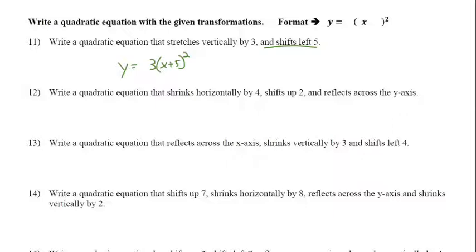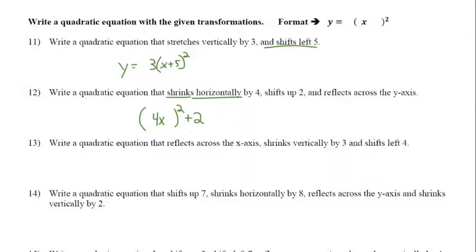To shrink horizontally by 4, okay, that's inside because it's horizontal. And to shrink, normally you would divide, but everything inside is backwards, so we need to multiply by 4. So that's 4x. Okay. It shifts up 2 units. So that's an outside thing, so we need to go up by 2. Remember this 2 right here, just simply what makes it a quadratic.